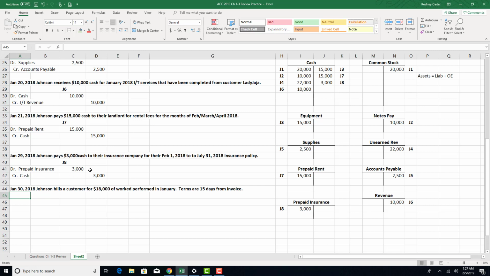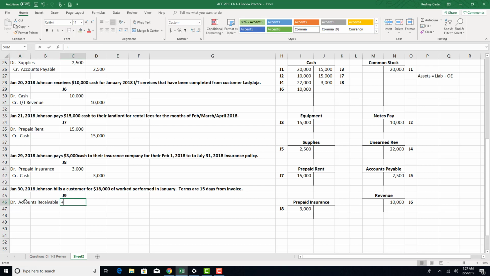Terms are 15 days from the invoice. That means that this screams we billed the customer. That does not mean the customer paid us. That is why this doesn't involve cash. Has cash changed hands yet? No. The customer does owe us because we've billed what we've completed for the month, performed for the month.